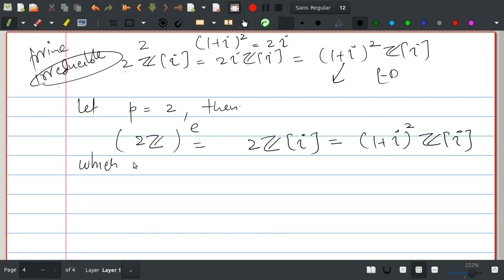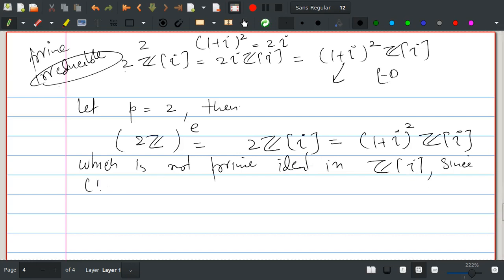So this is the same as (1+i)^2 times Z[i], which is not a prime ideal in Z[i], since (1+i)^2 is not irreducible and hence not a prime.